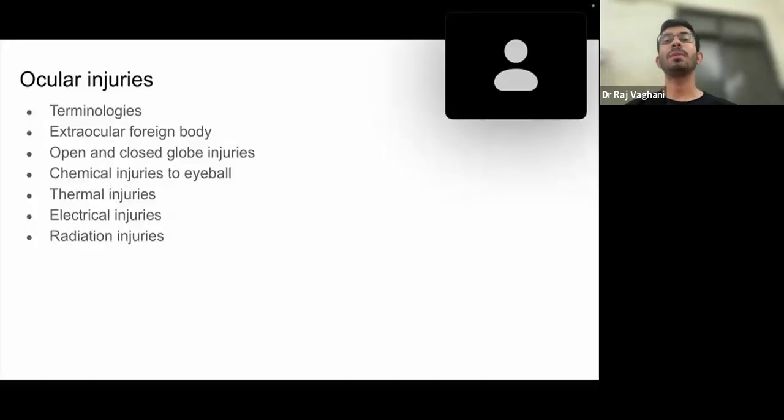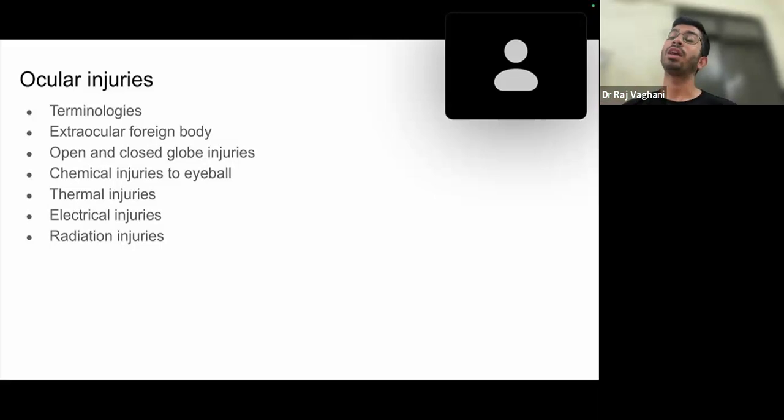Further going into detail about the ocular injuries. Ocular injuries will be dealt with in the following subheadings, like the terminologies. There are many terminologies related to ocular injuries, so we'll deal with these terminologies in the subheading of ocular injuries, right? And what is an extraocular foreign body? Suppose you get a pin in your eye, or any small object in your eye. We'll study how to deal with the extraocular foreign body.